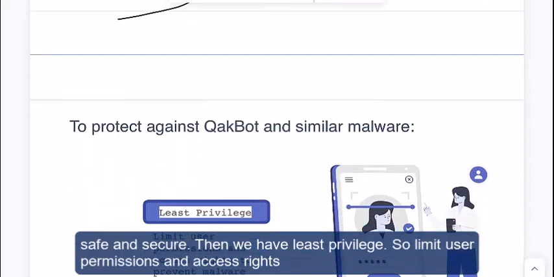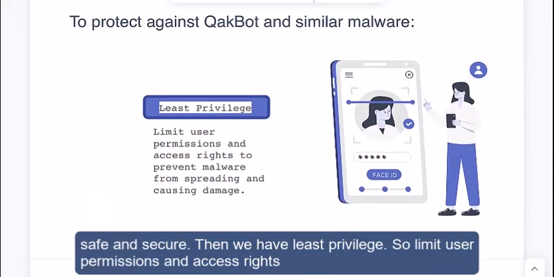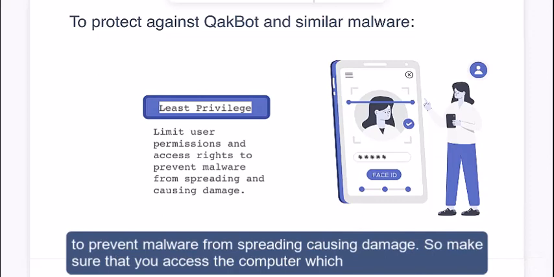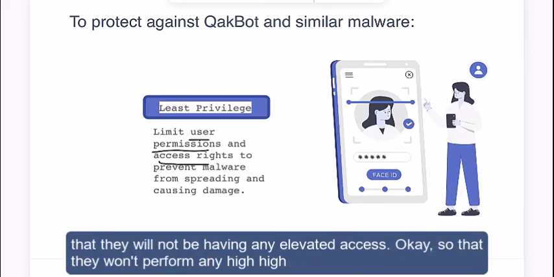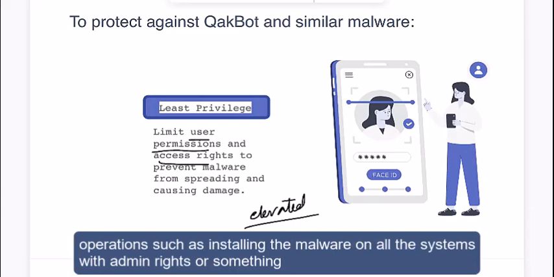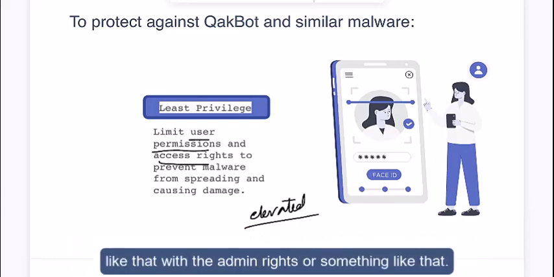Then we have least privilege. Limit user permissions and access rights to prevent malware from spreading and causing damage. Make sure the user permissions and access rights are maintained in such a way that users won't have any elevated access, so that they won't perform high-privilege operations such as installing the malware on all the systems with admin rights or something like that.